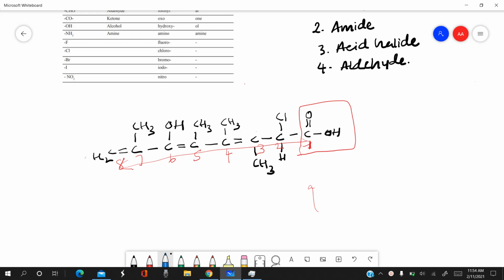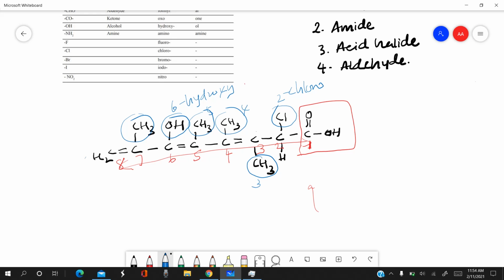Next, identify the substituent groups. There is a chloro group, methyl groups, and a hydroxy group. Hydroxy is 6-hydroxy, and chloro is attached to the second carbon, so 2-chloro. Methyl is attached to the third one, fourth one, fifth one, and the seventh one. And we have double bonds at 3 locations.